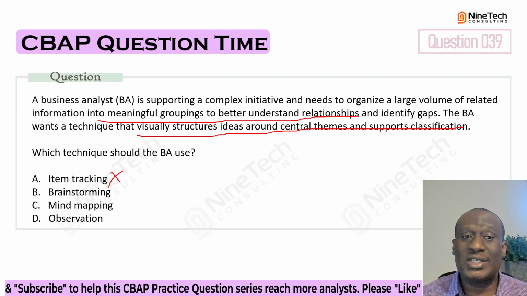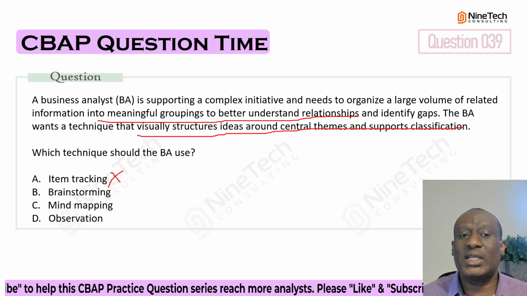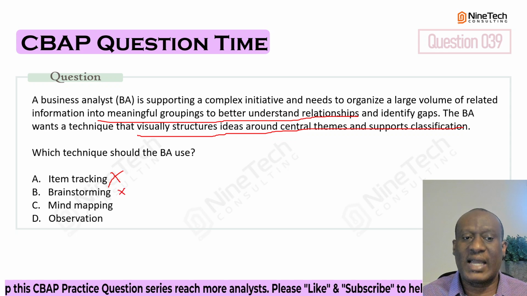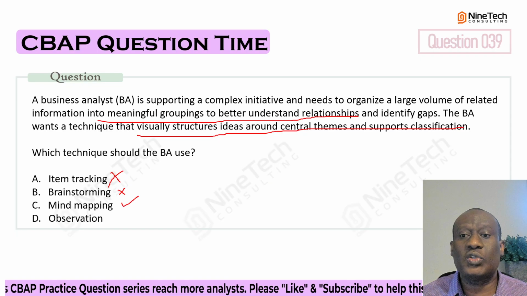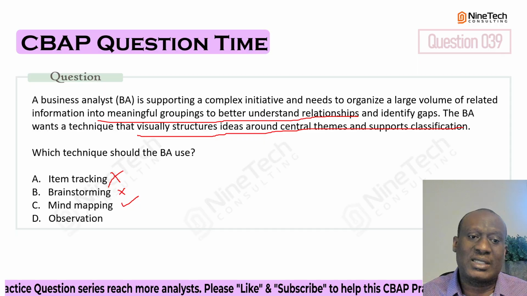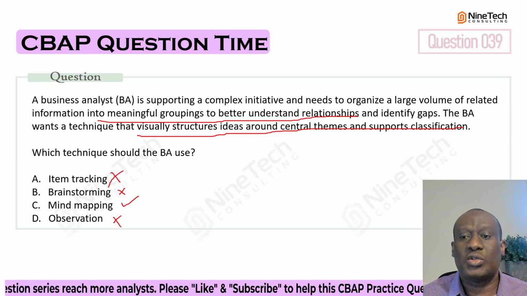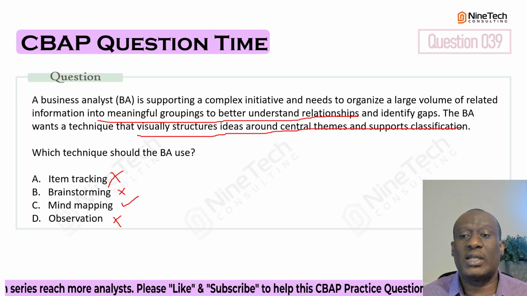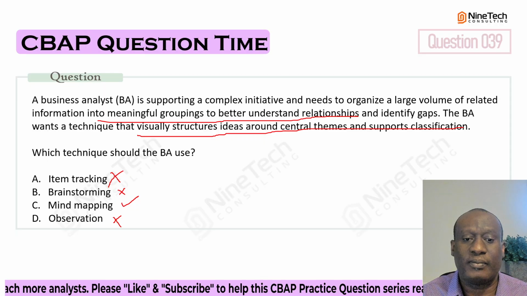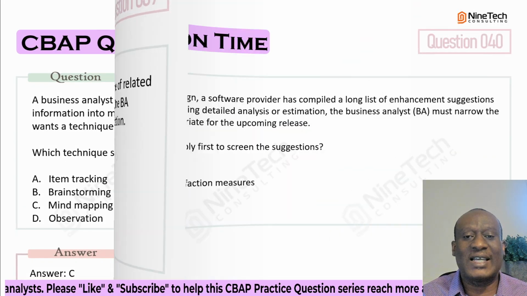Brainstorming? No. Brainstorming is used to generate ideas. We are looking for something. The question is talking about something we can visually use to structure ideas around certain themes. So it's not brainstorming. Mind mapping, exactly. The mind map is used to visually organize information by grouping related concepts around a central idea. The last option is observation, which is not. So the answer is mind map. Remember, mind map again is used to visually organize information by grouping related concepts around central ideas. Okay, so let's look at the last question. Yes, the answer is C. Awesome.